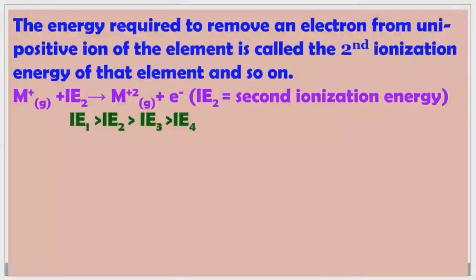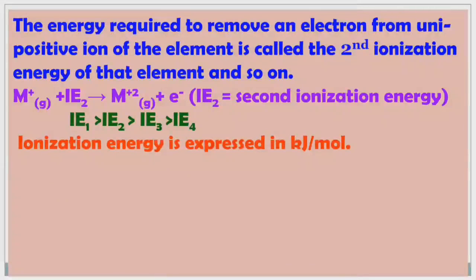When we remove one electron from a neutral atom, it forms a unipositive ion. When it forms a unipositive ion, nuclear attraction on the outer cell increases. So it is hard to remove an electron from a unipositive ion compared to a neutral atom. As the number of electrons in the outer cell decreases, nuclear attraction increases. So as the positive charge on the ion increases, it requires greater ionization energy.